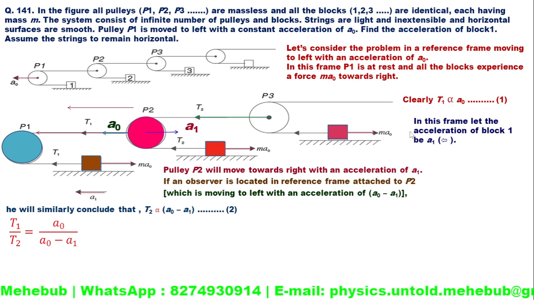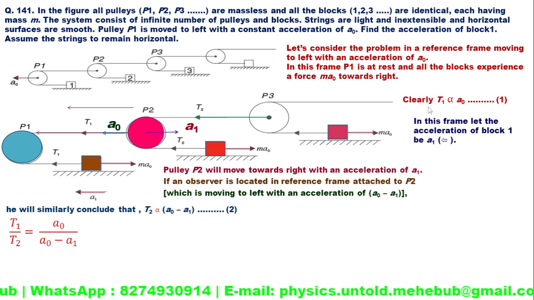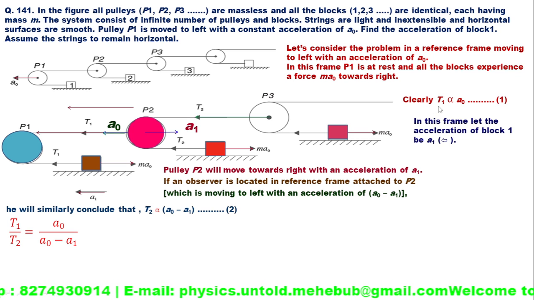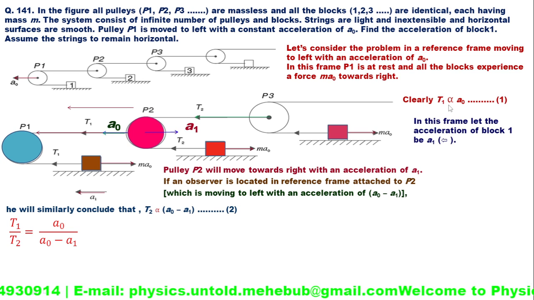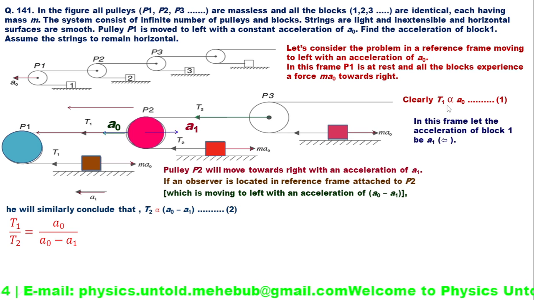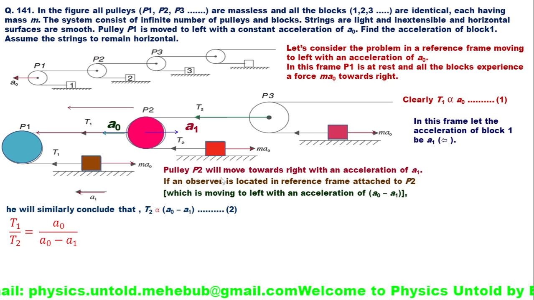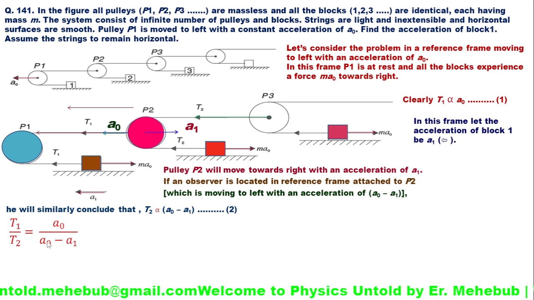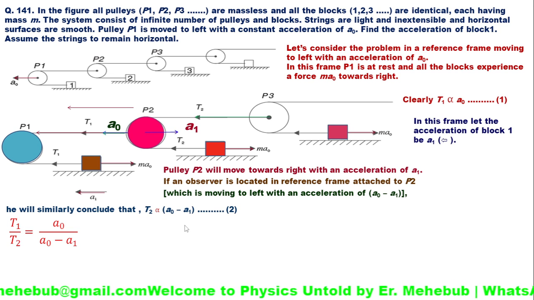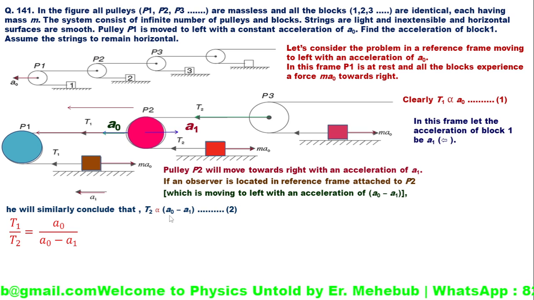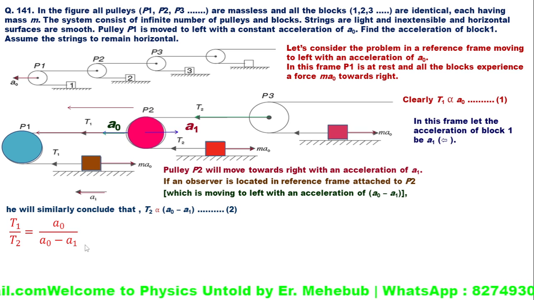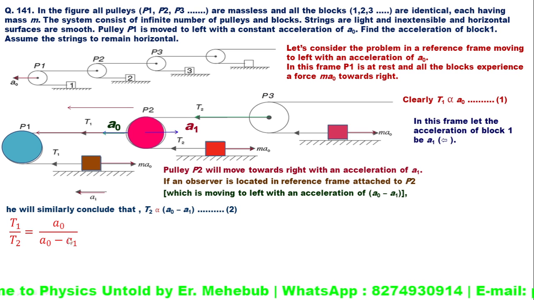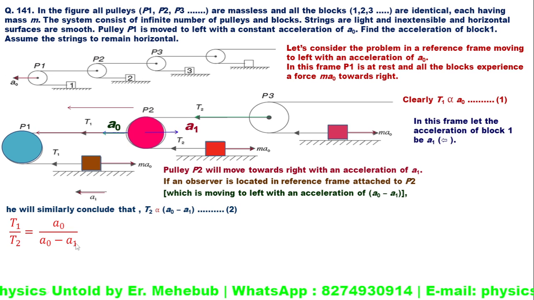Now from equation number 1 we already got the proportionality of T1. T1 is proportional to a0, and from equation number 2, T2 is proportional to a0 minus a1. If we divide equation number 1 by equation number 2, then we get the ratio T1 divided by T2 must be equal to a0 divided by a0 minus a1.